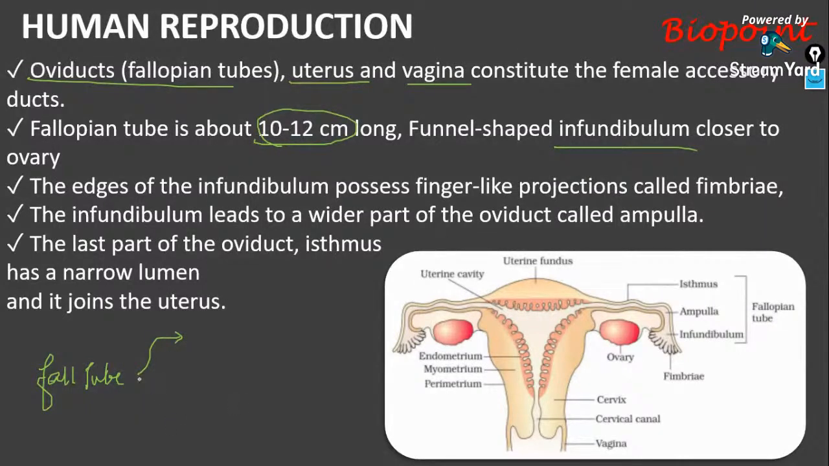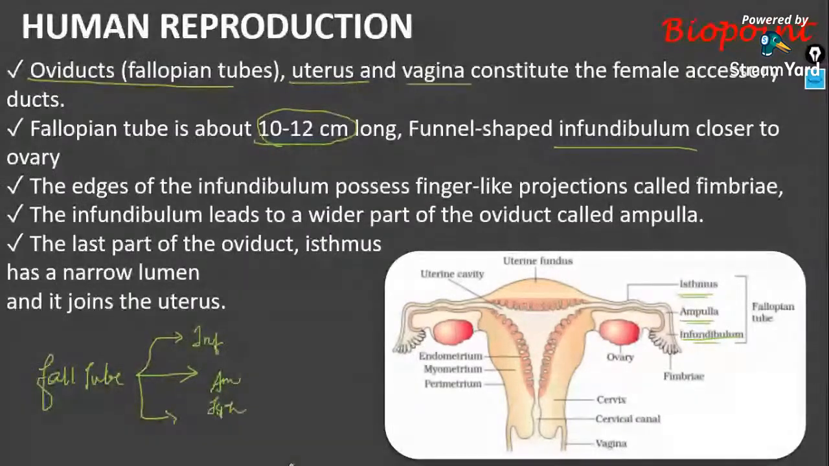The fallopian tube is actually subdivided into three different parts: the infundibulum, ampulla, and isthmus.